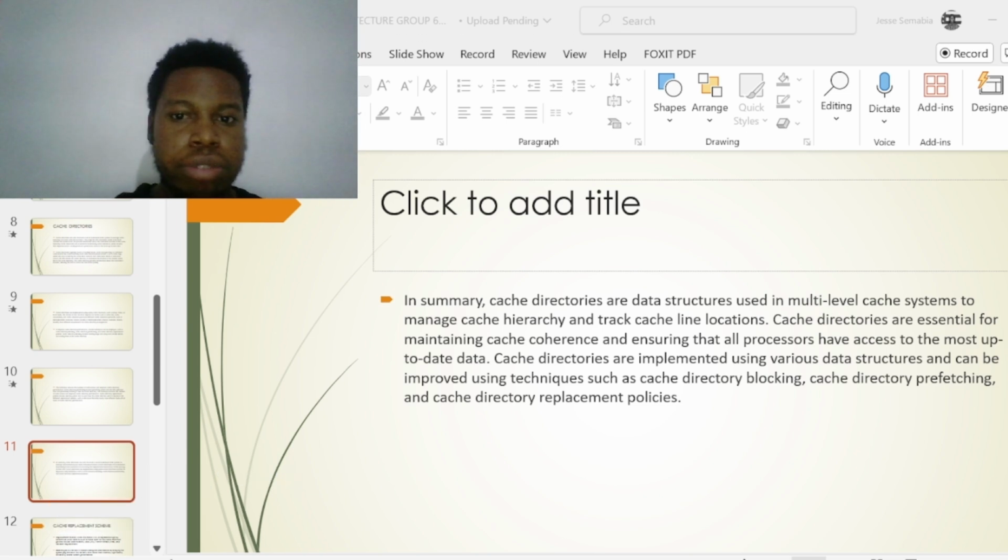Cache directory blocking simply means dividing large data arrays into blocks and storing them in a directory. And cache directory prefetching, as I said earlier, is just a process of getting information from the cache before it's actually needed by the computer. Cache directory replacement policies are policies that help to minimize cache misses and also improve overall system management, such as the LRU, which will be explained by my friend in the next video. Thank you.